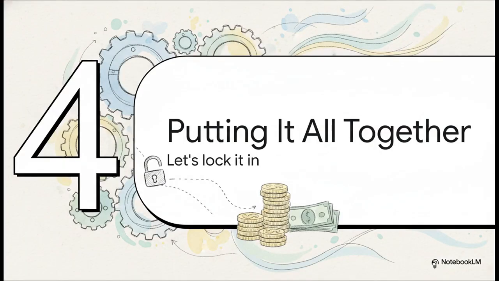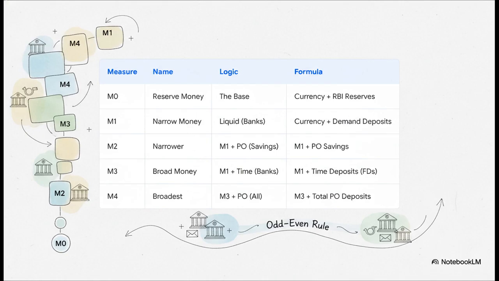Okay, that was a whirlwind tour, but you can see how each step just builds logically on the one before it. Let's do a super quick recap just to make sure this is all locked in for good. And here it is, all in one place. You can see the whole story. We start with the M0 base. Then we get the most liquid money, M1. From there, the measures just get wider and wider, bouncing between banks only for the odd numbers and adding the post office for the even ones.